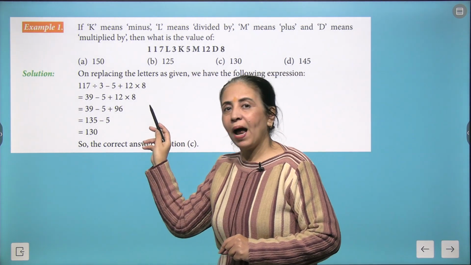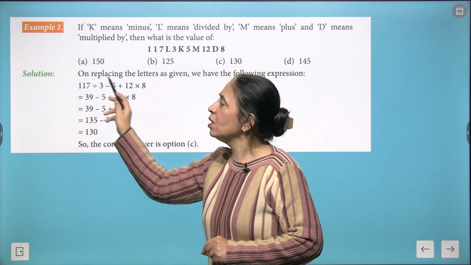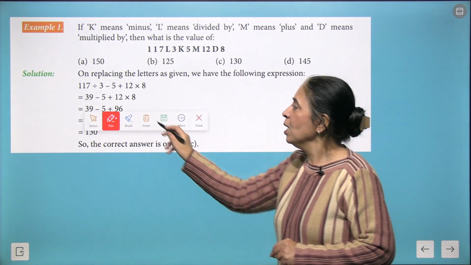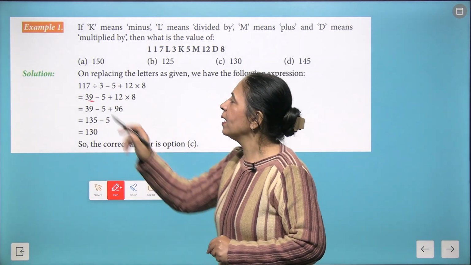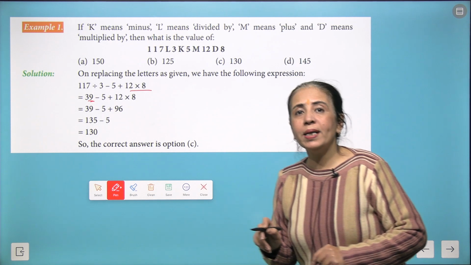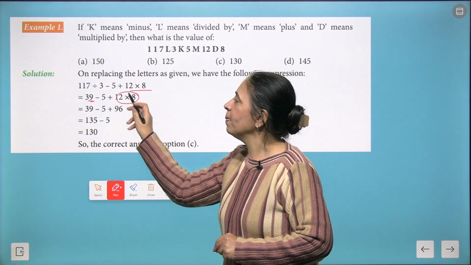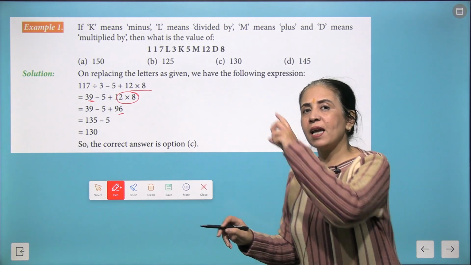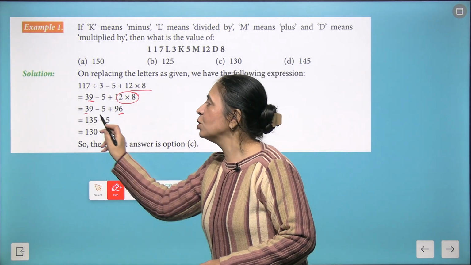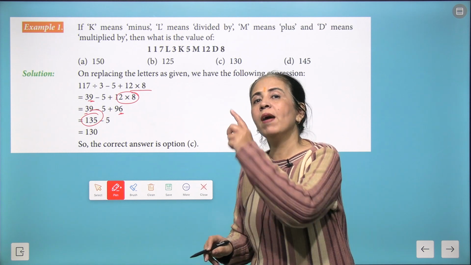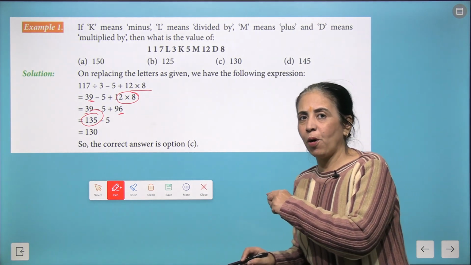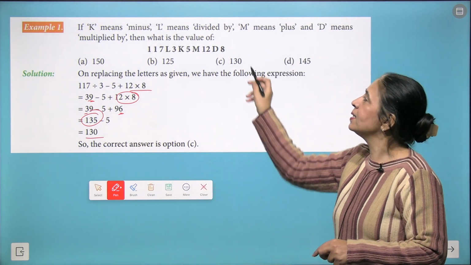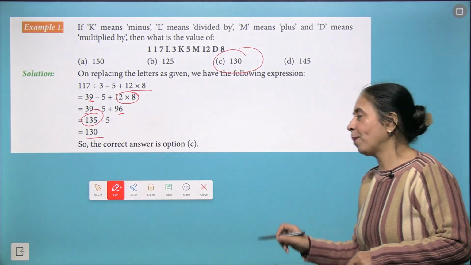And now applying BODMAS, we first solve 117 divided by 3. So we got 39, and then we write 12 times 8, which becomes 96. Now the question is simplified. We'll first add 96 and 32, it becomes 135, and on subtracting 5 from it, we got the answer, that's 130, and C becomes your correct option.